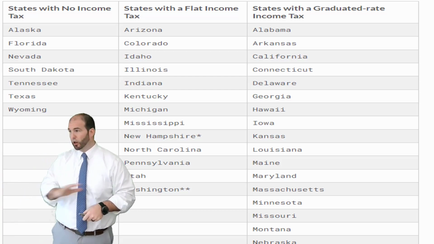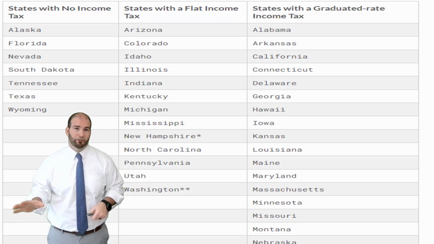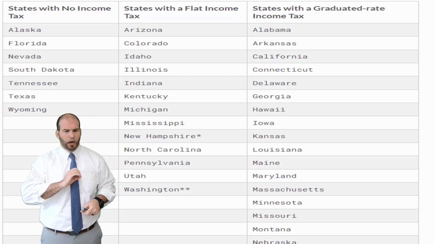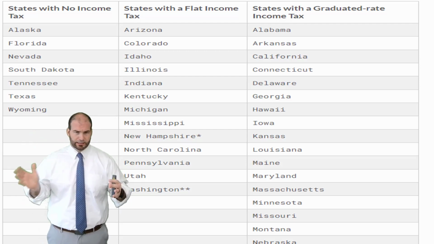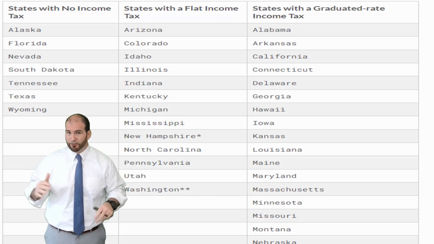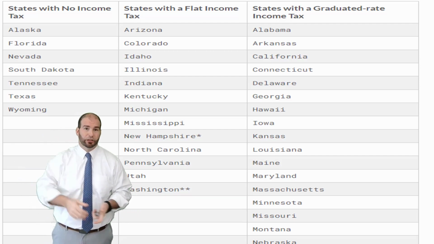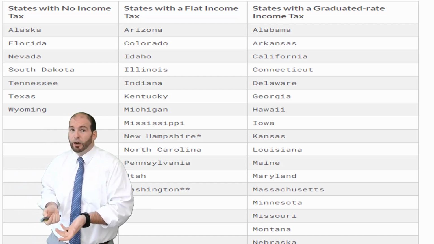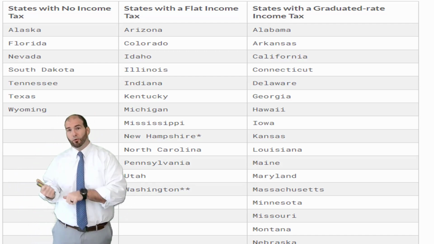All right. The lowest income tax bracket at the federal level is 10% or 12%. So it's still less than that, but everybody pays the same, unlike the federal, which the more you make, the higher percentage you pay. Some states also do that. All right. So that's the list on the right.